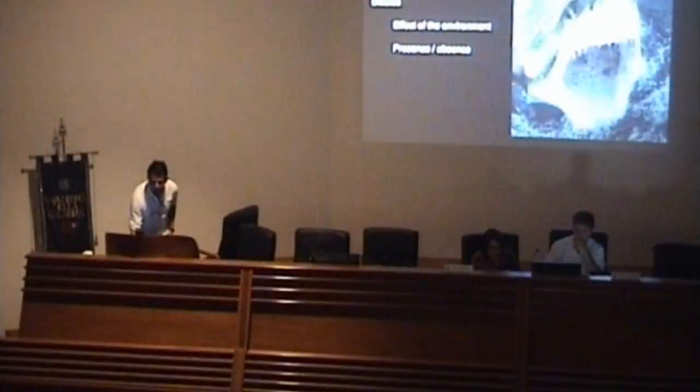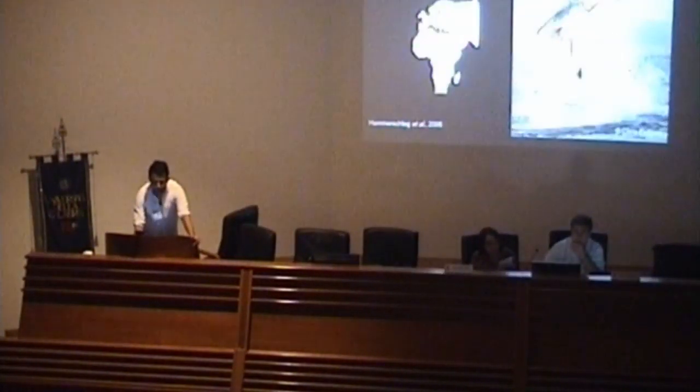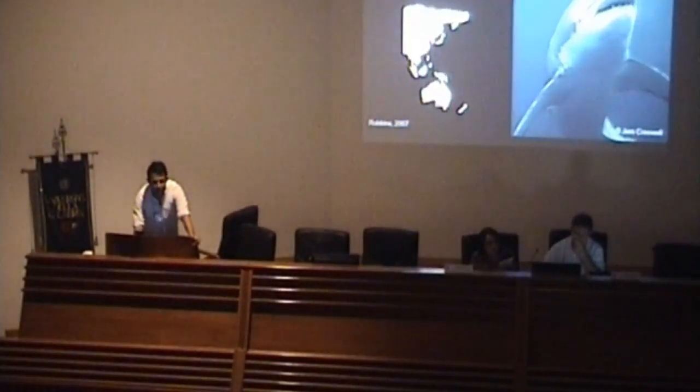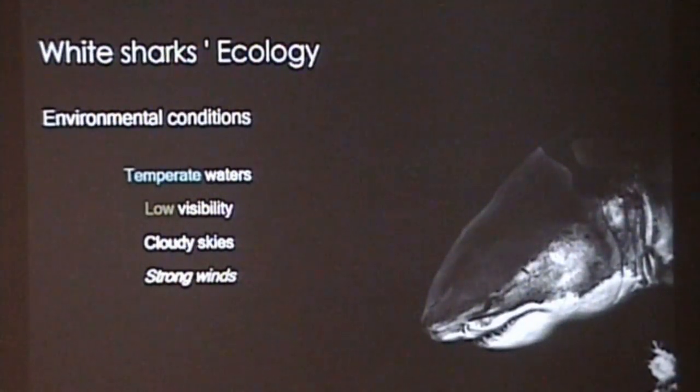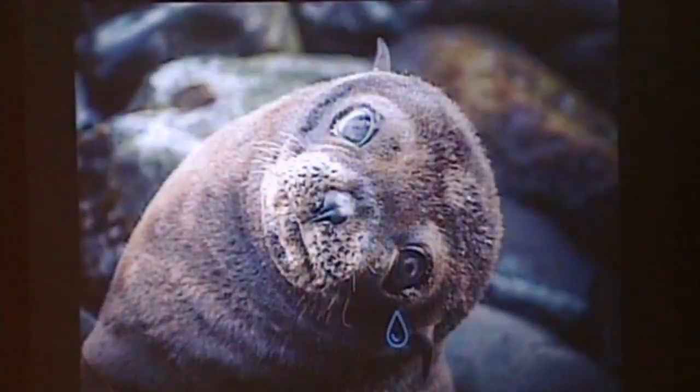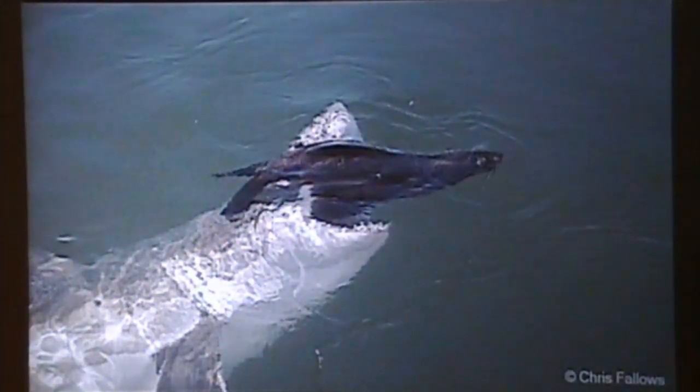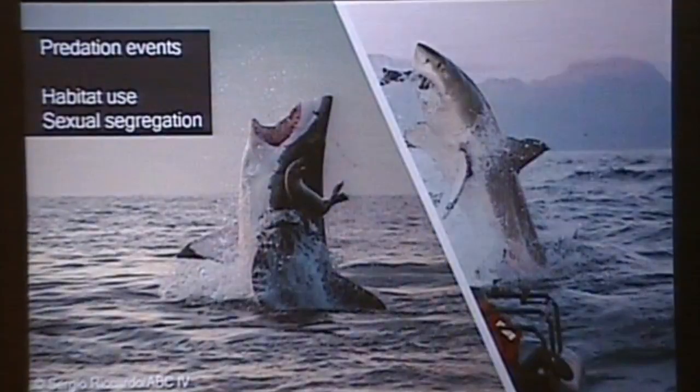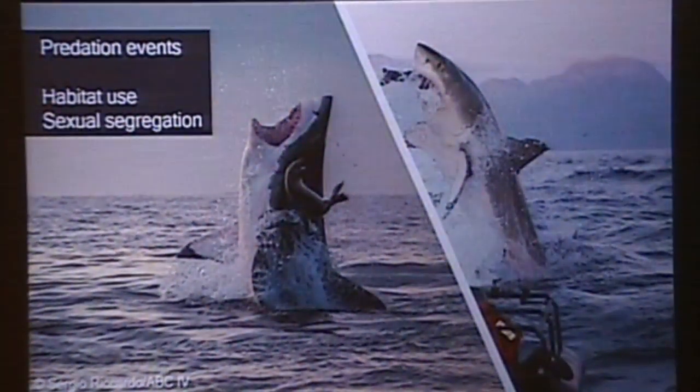Studies of white sharks, particularly those related to the effect of the environment on the presence of white sharks, have been carried out in countries like South Africa, Australia, or the United States. From such studies, we know that the presence of white sharks is higher under certain environmental conditions that are also related to negative effects on their prey, which favors predation by the sharks. Indeed, these predation events have been used as units for the statistical analysis of such studies and have allowed researchers to determine very relevant information about the habitat use and the sexual segregation of the white shark.